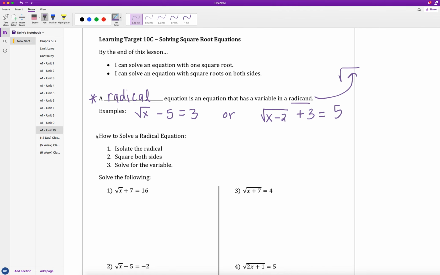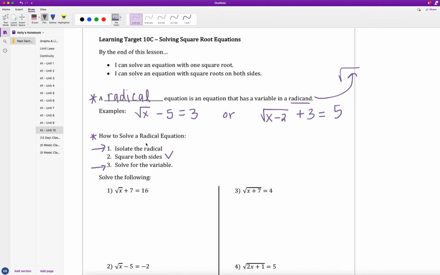To solve a radical equation, we want to make sure that we are first isolating the radical. The reason we want to do this is we want to get the radical by itself, because in our second step, we are going to square both sides to get rid of the radical. In isolating the radical, it means when I square both sides, my radical will end up going away. The third step would then be to solve for the variable.